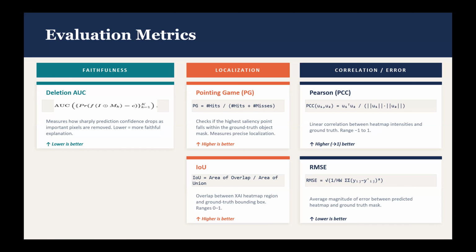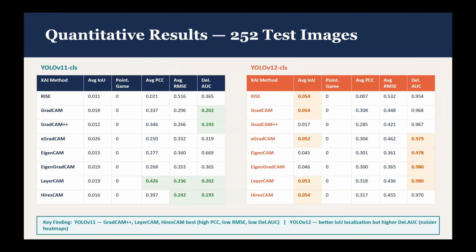and we're going to use two metrics, root mean square error and Pearson correlation. The Pearson method is a linear correlation between the heat map and the ground truth mask, and the root mean square error is an average error between the predicted heat map mask and the ground truth mask. This is the quantitative analysis.